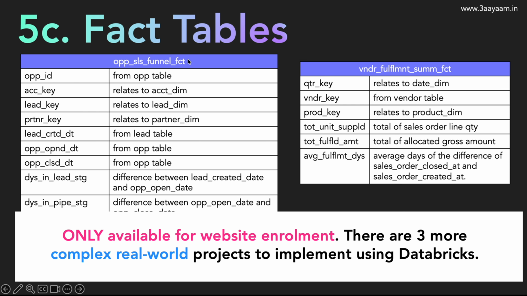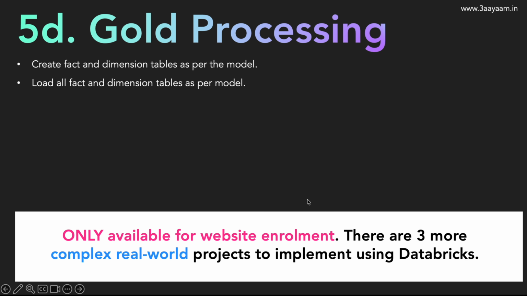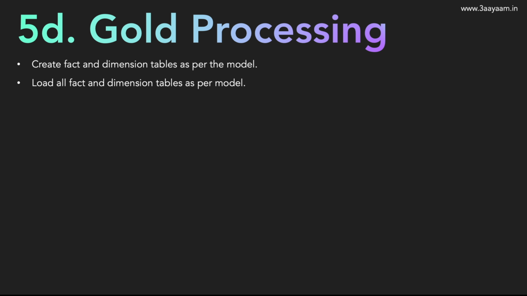For opportunity sales funnel fact, this is the description of the columns. So you'll have to perform many transformations here to load these tables. You'll have to use window functions, maybe lead and lag functions, etc. And the same is the case with vendor fulfillment summary fact. So these are the fact tables and the dimension tables. Now what processing you should do, it's pretty simple. You'll have to create fact and dimension tables as per the model, and you'll have to load all fact and dimension tables as per the model. So this is what the gold layer processing would be. It might take some amount of time, but it is worth investing the time. Thank you so much.